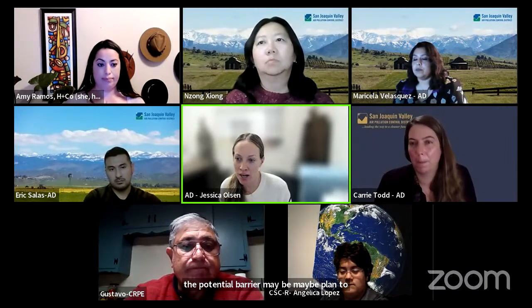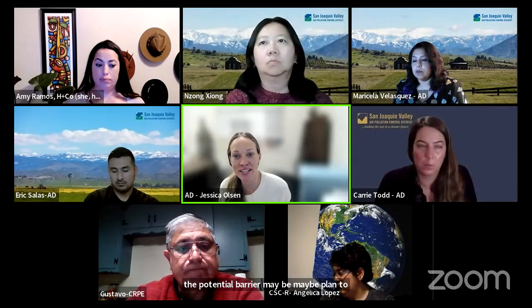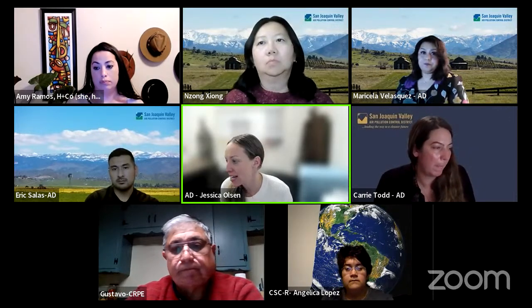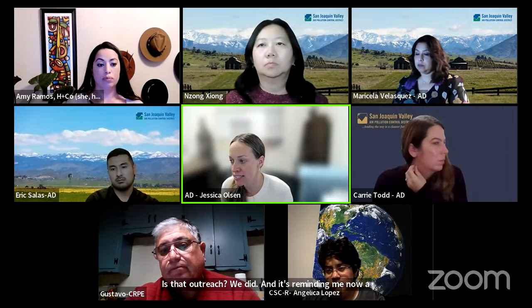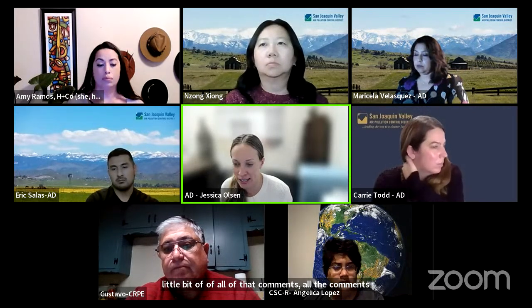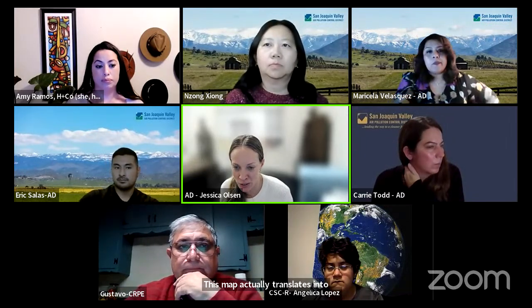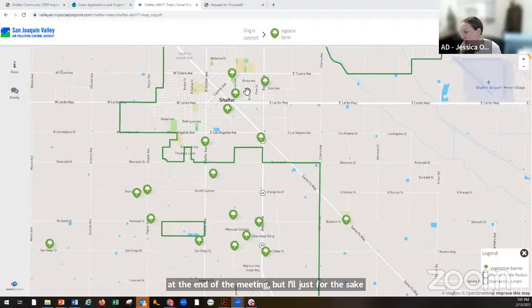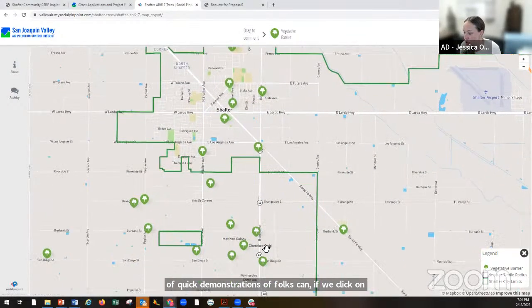I totally agree. I mentioned a map earlier, and I said it questioningly because it's been a while, but we did do some of that outreach together. The map I just dropped in the chat is that outreach we did. It's reminding me of all the comments we got. You can click on each one of these trees. This map actually translates into Spanish as well. Here, I'll just quickly share my screen. I know we're running at the end of the meeting, but for the sake of a quick demonstration, once you click on this map, you can click on each one of these and see what folks were interested in doing and where a lot of the comments were.